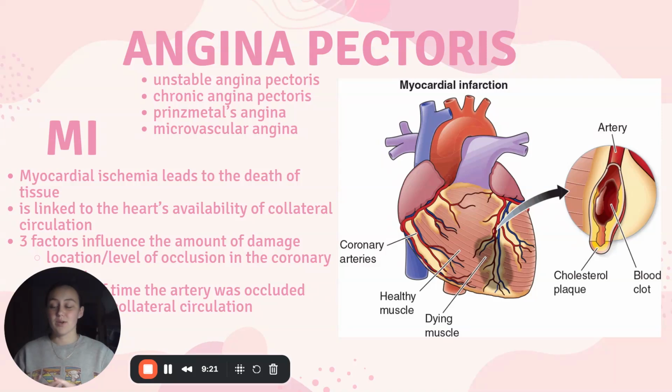They have been diagnosed and they are currently being treated for it. So if they have episodes of chest pain, they have a diagnosis of whatever it is and they're being treated, that is chronic stable angina pectoris. And then Prinzmetal's angina is a vasospasm of a coronary artery, so a sudden involuntary tightening in some of your coronary arteries. And then microvascular angina is just a small vessel disorder that causes chest pain.